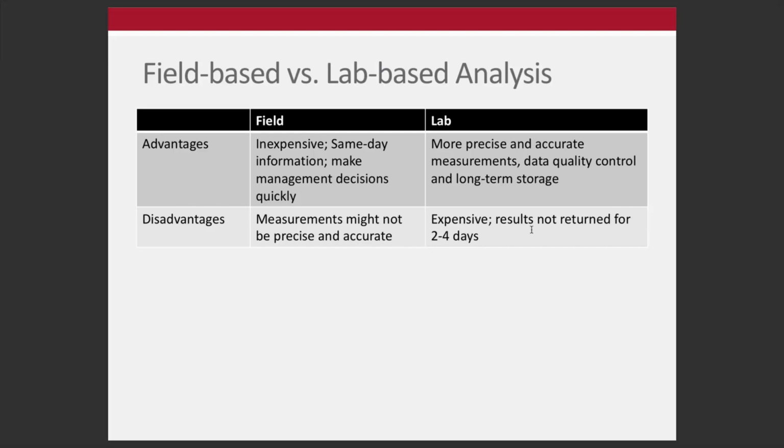Disadvantages is that labs can be expensive. For a typical analysis, it might be $15 to $25 for kind of a plant analysis, and you've got to wait several days. Labs are very good at turning results around really quick, but it's still never going to be same day. It's going to be 2, 3, 4 days down the line.